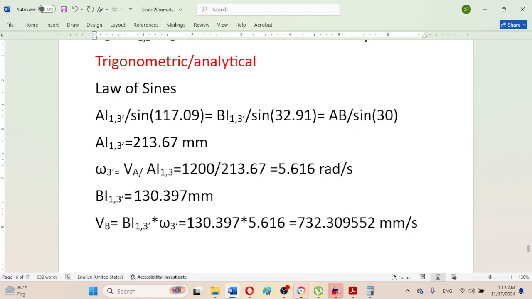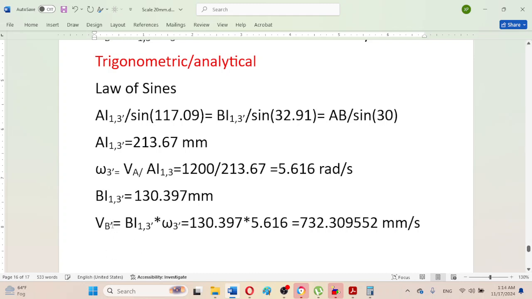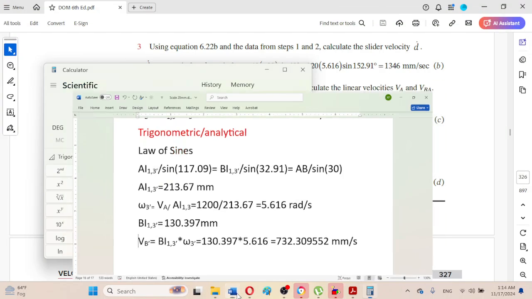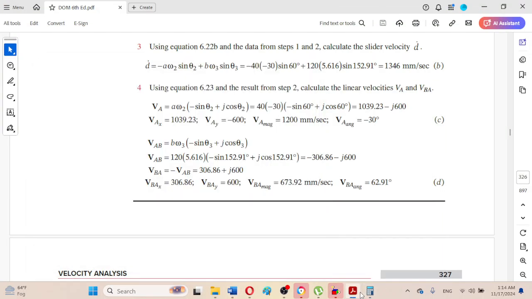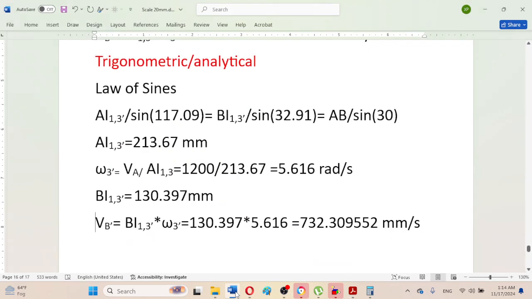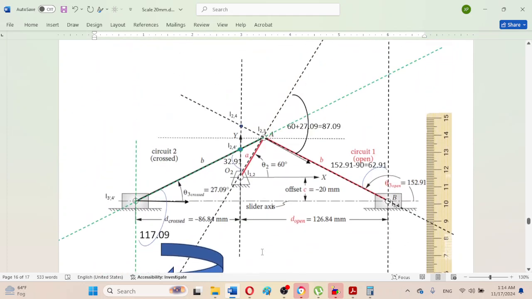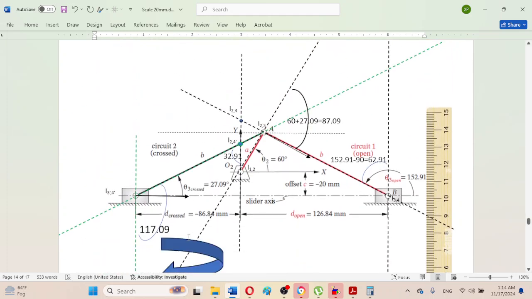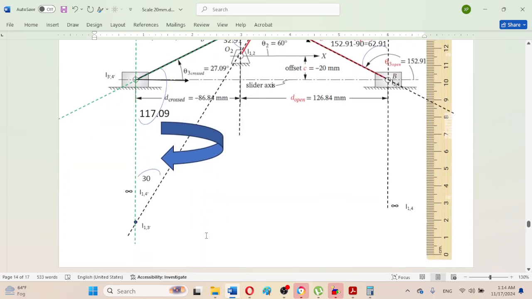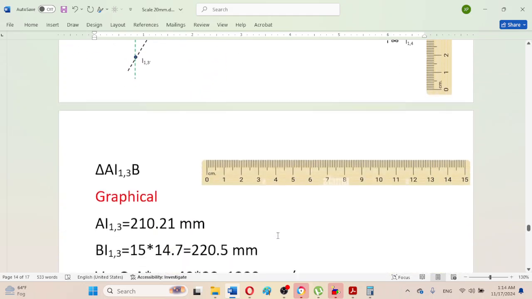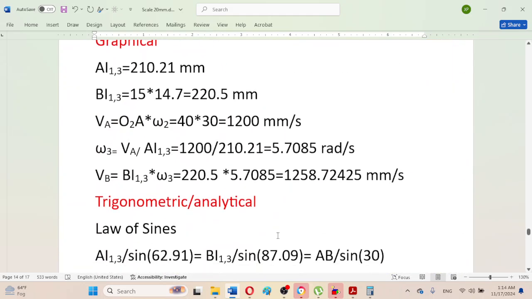Just paste the value here. So this is the velocity for the slider in the left orientation, VB dash, which is equal to the velocity of the slider in the left circuit here. So graphically and trigonometric values have been calculated.